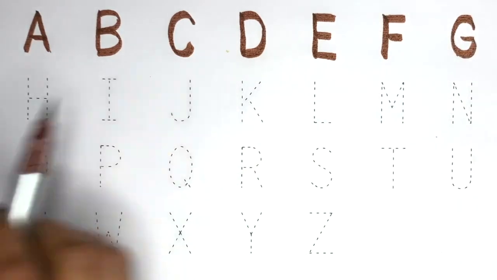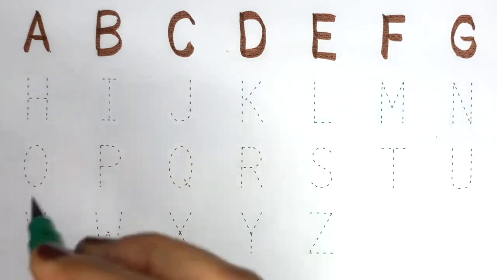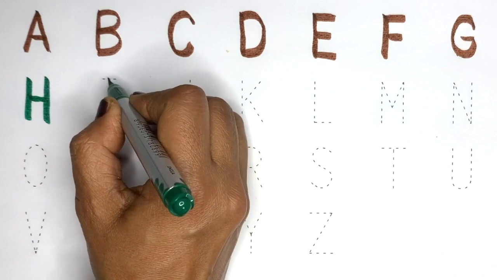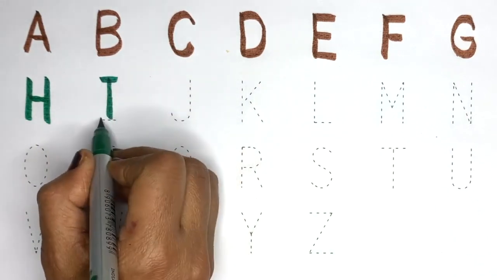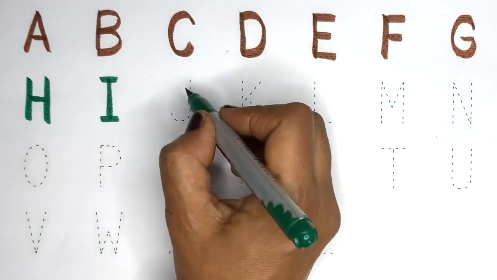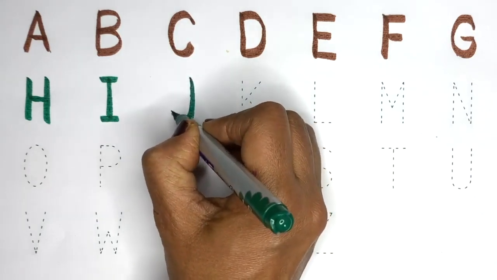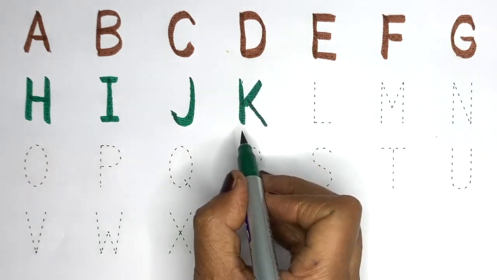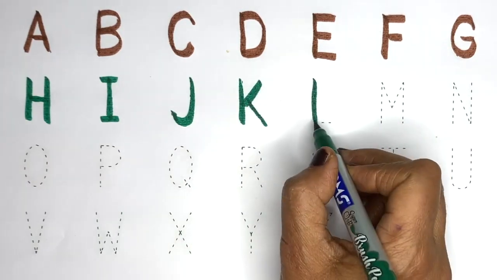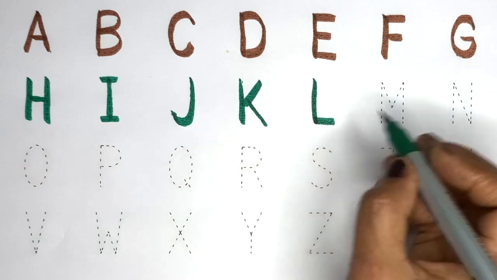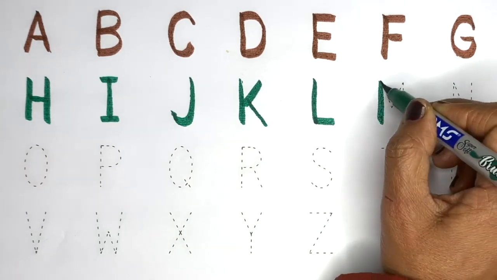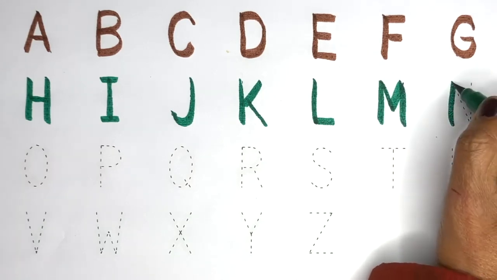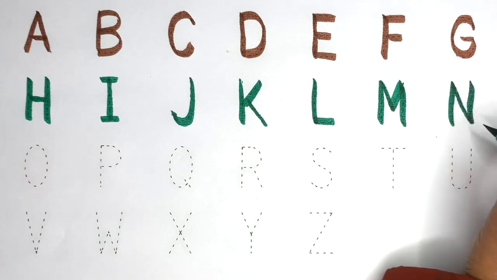Brown color. H, H for hen. I, I for ice cream. J, J for jug. K, K for kite. L, L for lion. M, M for monkey. N, N for nest.